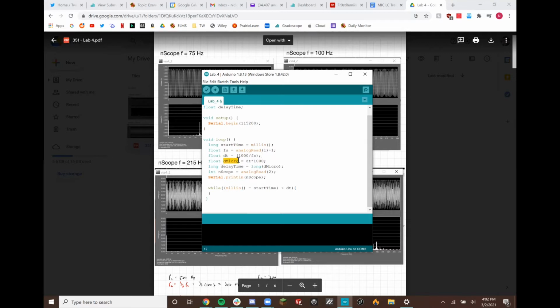Then I have my change in time. This should actually be in milliseconds. And then I have my delay time. And then here I would read the analog input for the end scope, and then I would print the value for the end scope. And then this while loop just runs such that it looks for a start time that's shorter, so that it'll run the entire program over and over again.